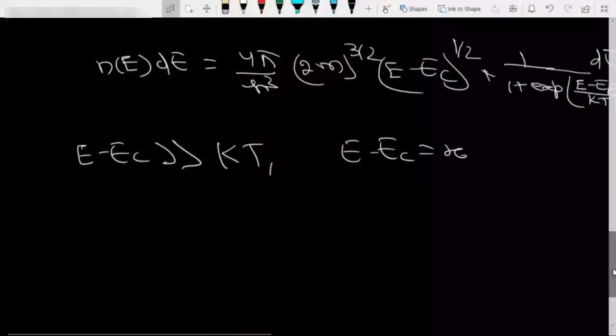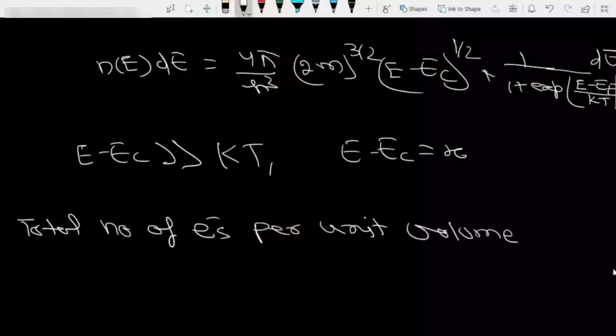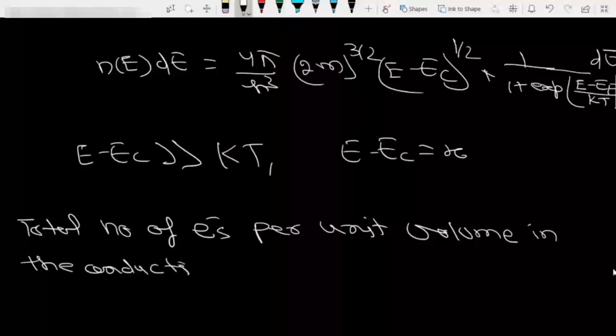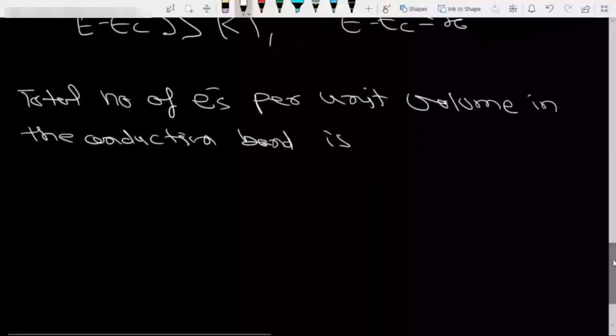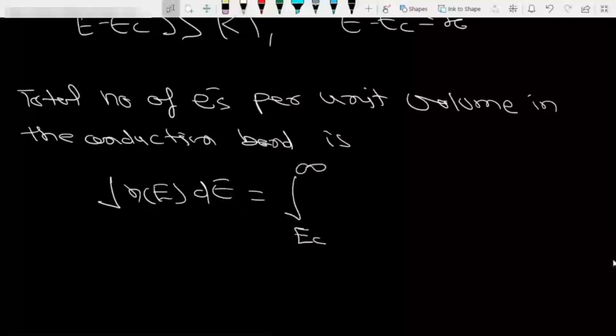So finally the total number of electrons per unit volume in the conduction band is, so this number is the number of electrons present in this range dE, but we want to know the number of electrons present in conduction band. So for this we have to integrate this equation, that is N(E) dE, and we have to integrate this energy from EC, that is from the lower edge of the conduction band, to infinity.